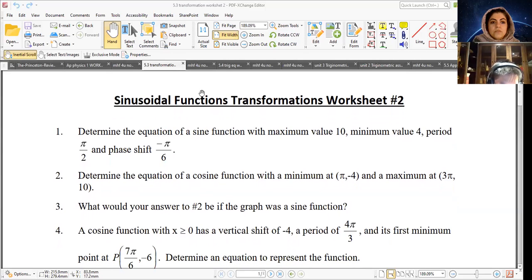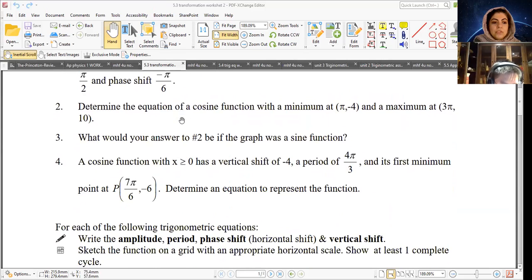So here is worksheet 5.3. We're doing question number 4. A cosine function with x greater or equal than 0 has a vertical shift. When it's a vertical shift of -4, it means C is 4 units down, right? Means C is equal to -4.